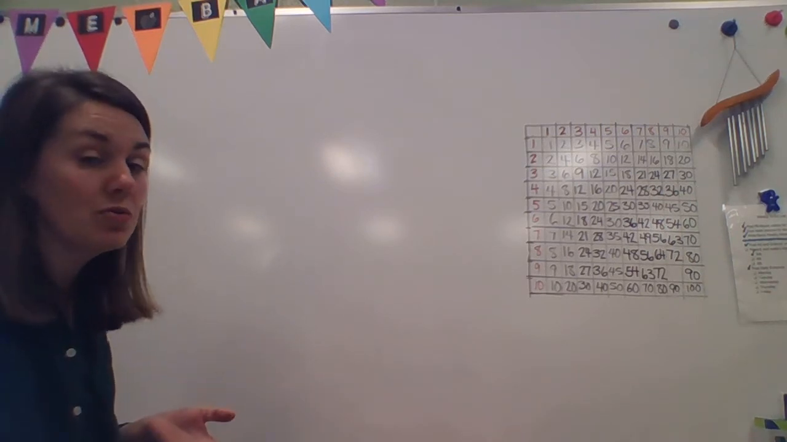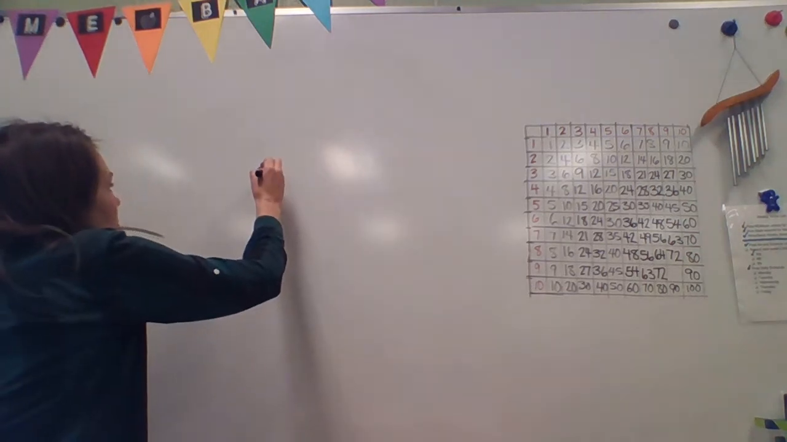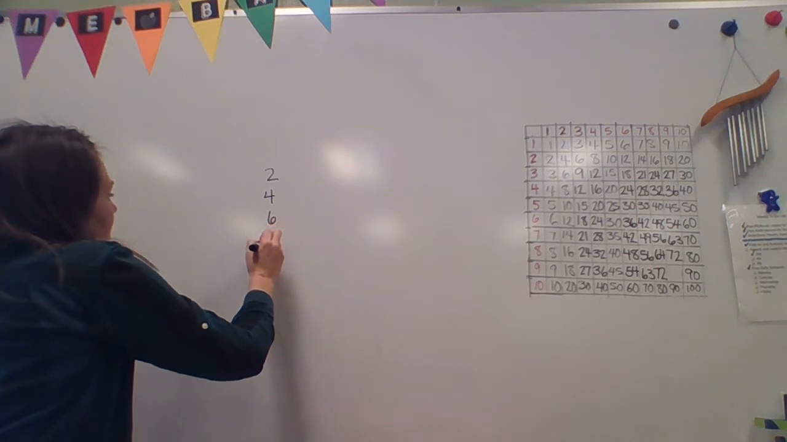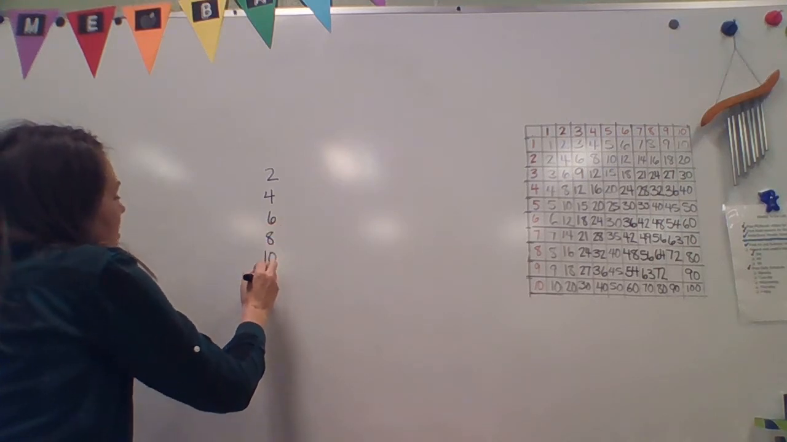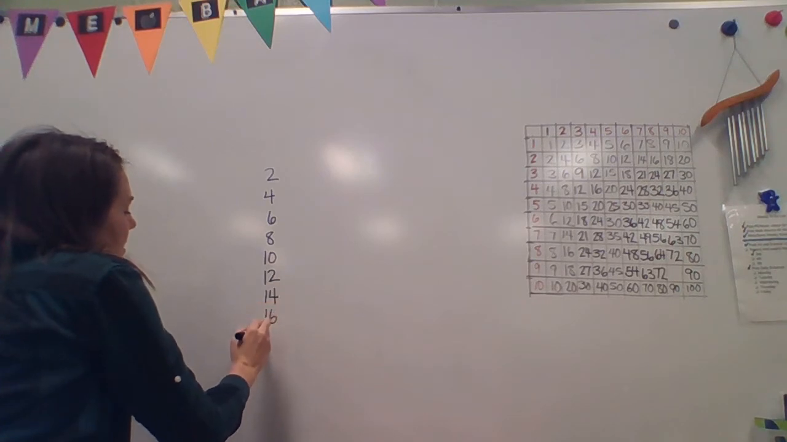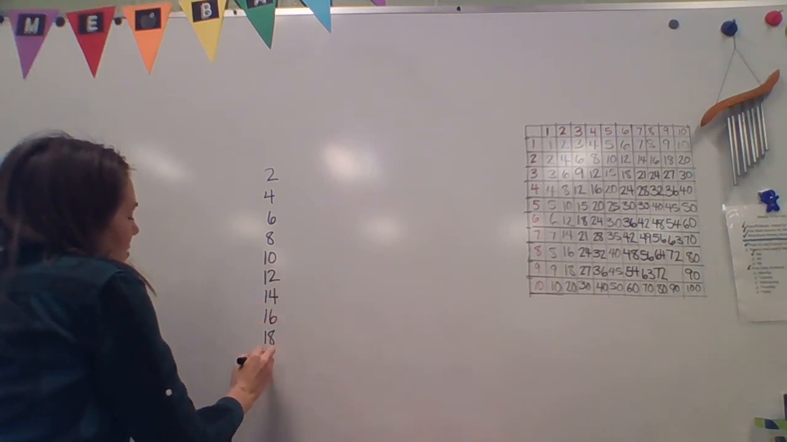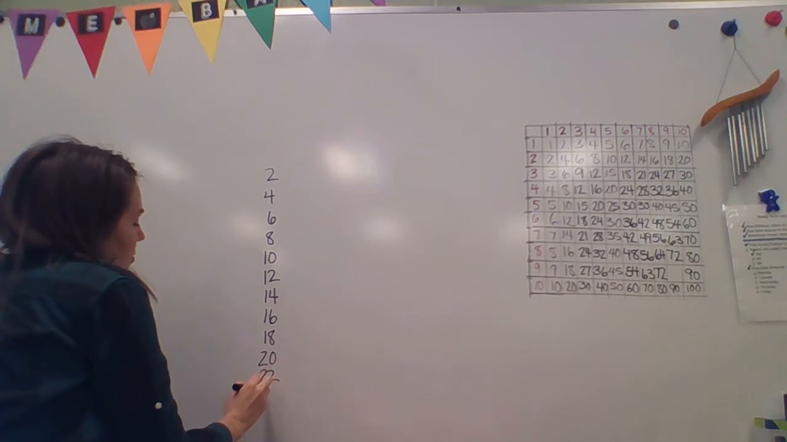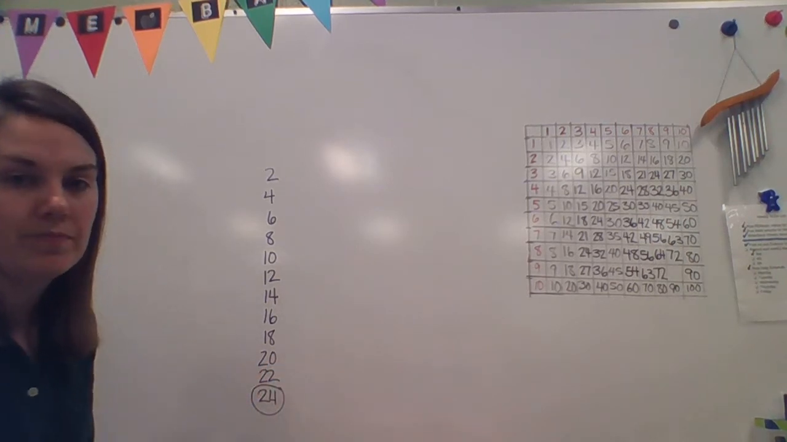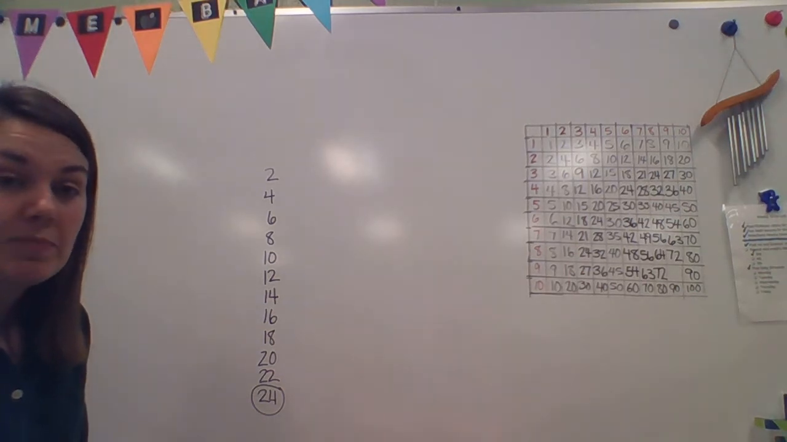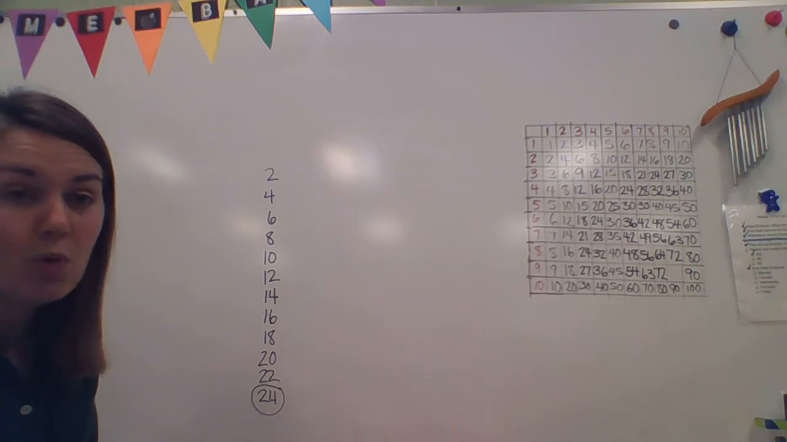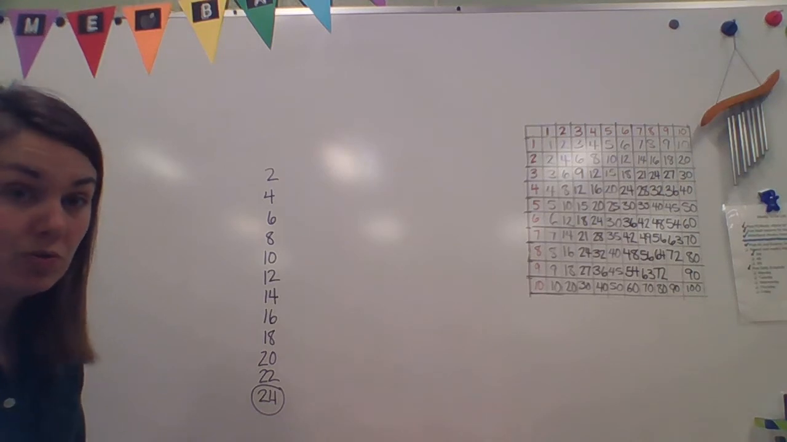So let's start with 2s, and we'll say we have 2, 4, 6, 8, 10, 12, 14, 16, 18, 20, 22, bingo, 24. So if I were to skip count by 2s, I would get to 24. So that would mean that 24 is a multiple of 2, right?